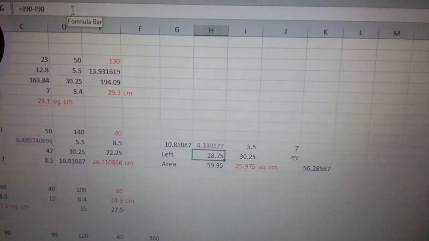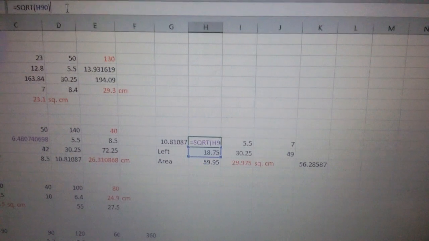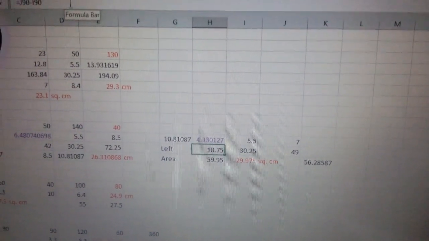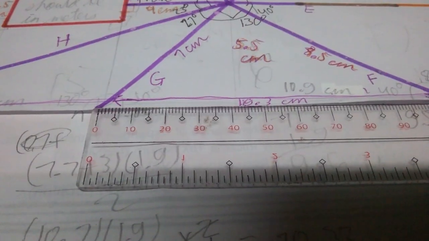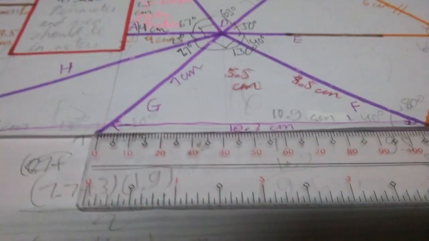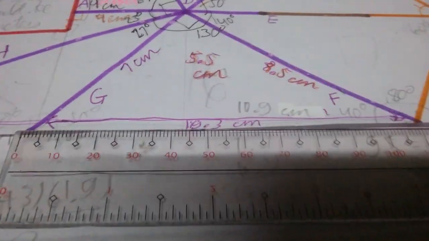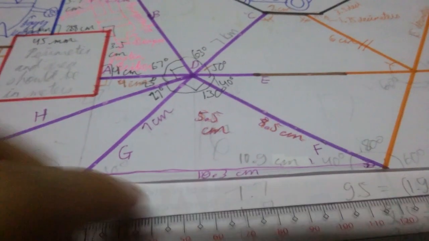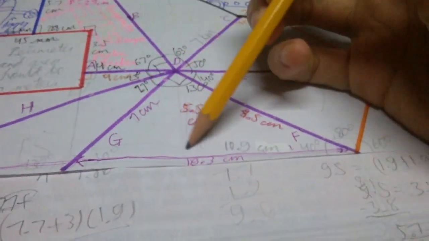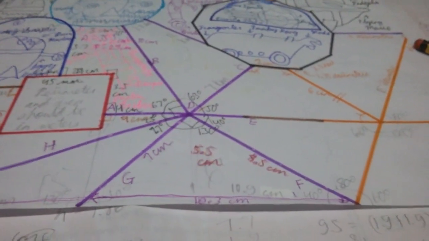And then for 18.75, we take the square root. We take the square root of this number. So therefore, our answer is 4.3 something. So the base is 4.3. To check with your ruler, it's correct. It's close to 4.3. Not literally exact, but that's okay. But take note, that's only from this point up to where you got the height, up to here only. So therefore, it's still incomplete.